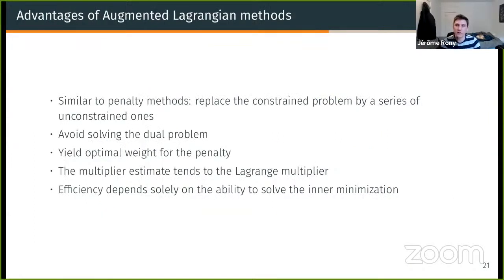And the main advantages of augmented Lagrangian methods are these ones. They are similar to penalty methods. So you replace the constrained problem, but instead of replacing it by one unconstrained problem, you replace it with a series of unconstrained problems. It avoids solving the dual problem, which most of the time is infeasible. It yields an optimal weight for the penalty, and that weight tends to the Lagrange multiplier at your solution. And finally, the efficiency of solving the augmented Lagrangian problem solely depends on your ability to solve the inner minimization, so your unconstrained problem, and that makes it much easier to get to a good solution in the end.